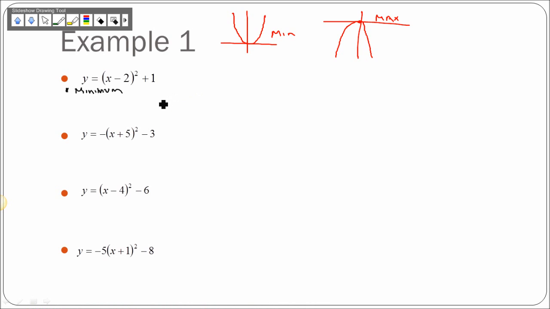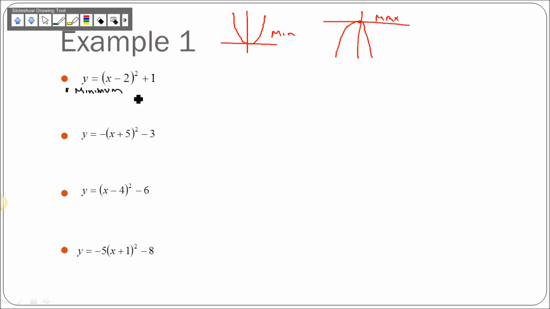Now to do this, all we really need to look at is the equation, because the modifications we've made are just going to move the turning point. Remember, the x squared graph has a turning point at the origin of 0, 0, but we've translated it. What's this graph done? It's moved it to the right, remember minus means to the right in this case, by 2 units, but it's also moved it up 1 unit.